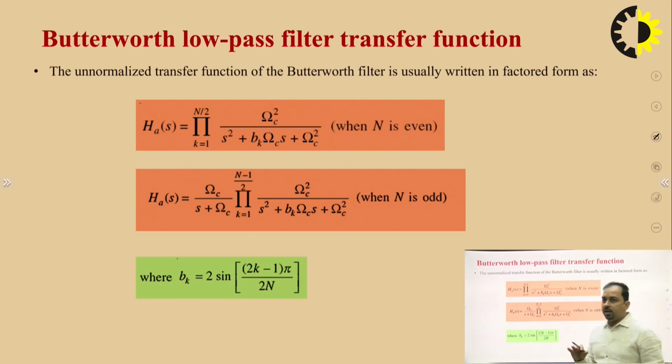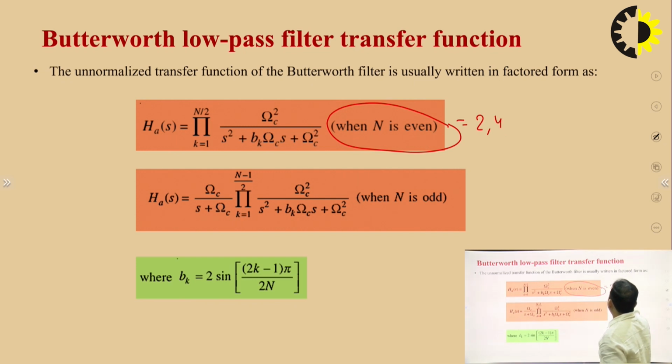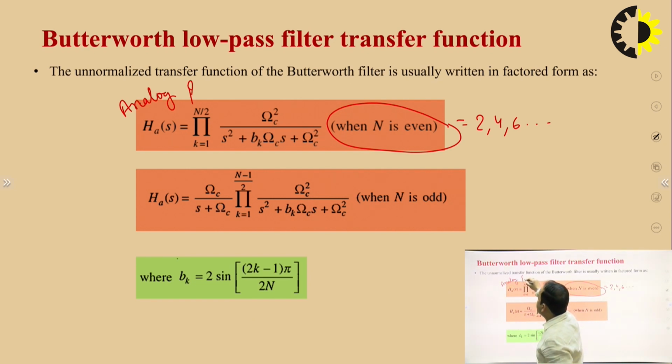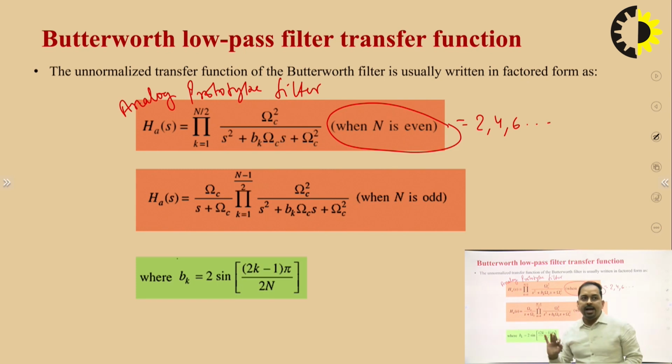I'll tell you two types of transfer functions. One is an unnormalized transfer function and the other is called a normalized transfer function. What we can see here is that the filter order can be even or odd, so we have two approaches. First is when n is even, let's say 2, 4, 6 and so on. So what is the transfer function for an analog prototype filter? This HAS is the transfer function of an analog prototype filter, which is the product for k equals 1 to n by 2 of ohm c square divided by s square plus bk ohm c s plus ohm c square.